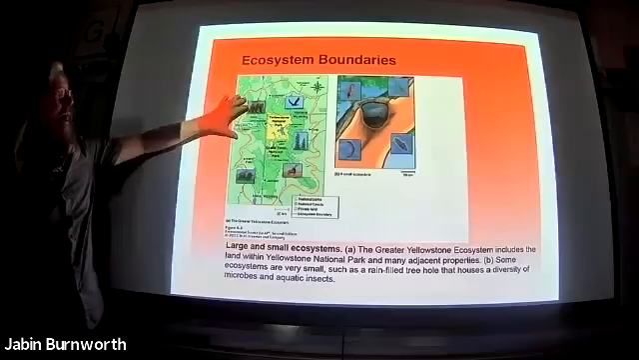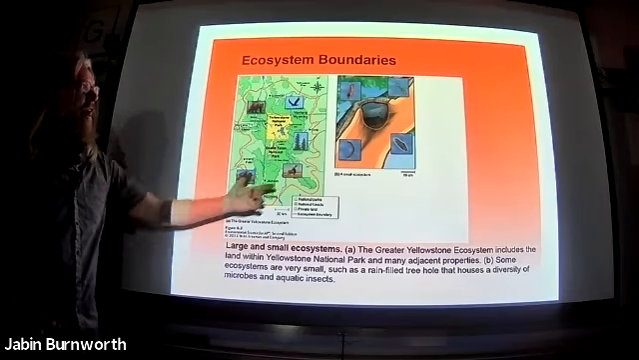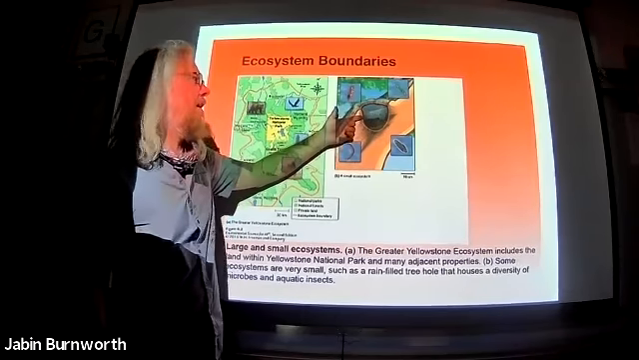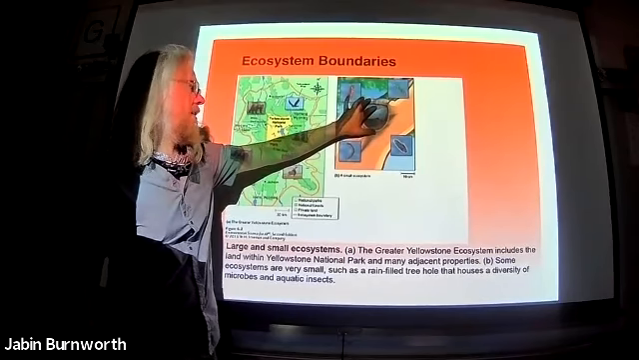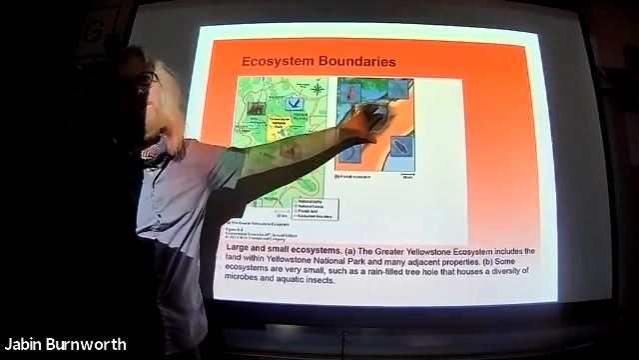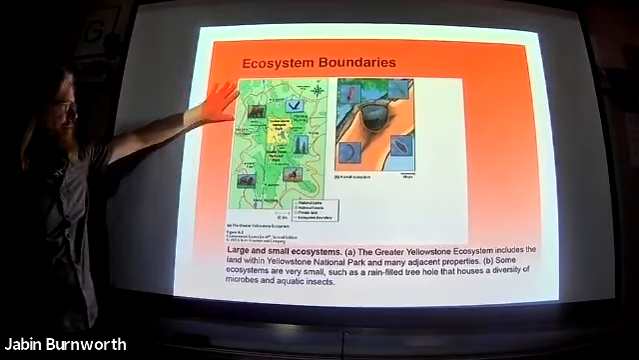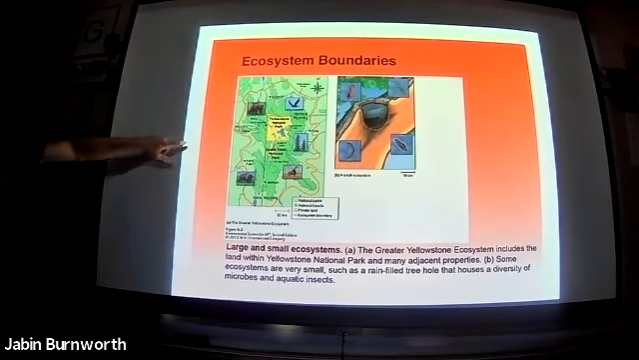So some boundaries are a little bit more confined. Like if we look inside the knot of this tree, this is also an ecosystem, right? But that's a much smaller one than something like this.